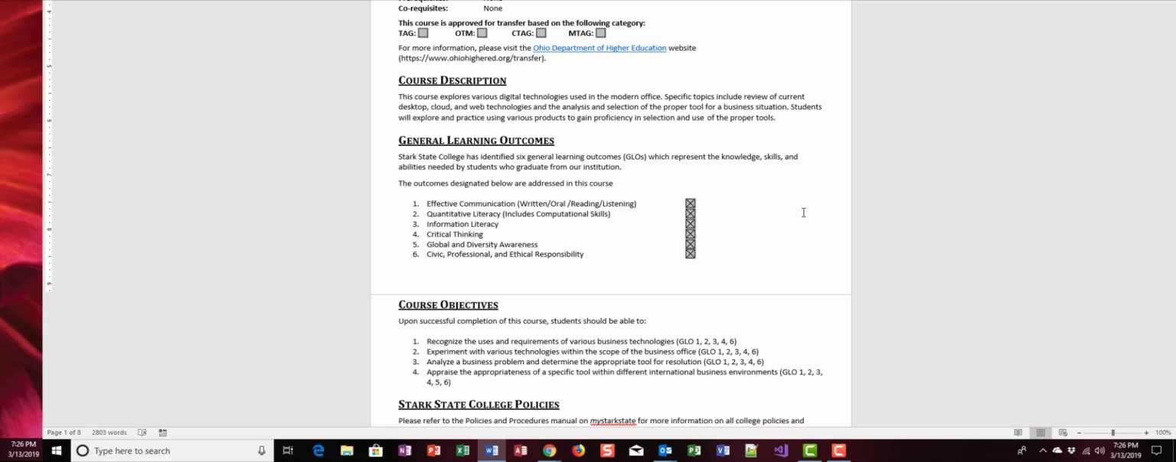5, global and diversity awareness. We're going to cover that, particularly when we're looking at websites and social media and how it's important to make those products globally friendly, so that we don't offend anybody with our websites or our posts, or we try to eliminate that, and diversity awareness. How to make our sites and our social media accessible by everybody.